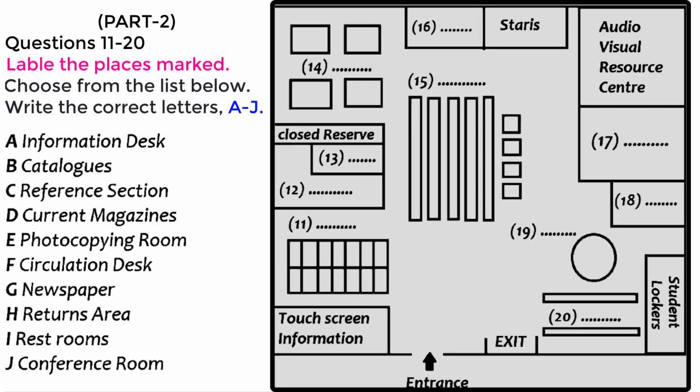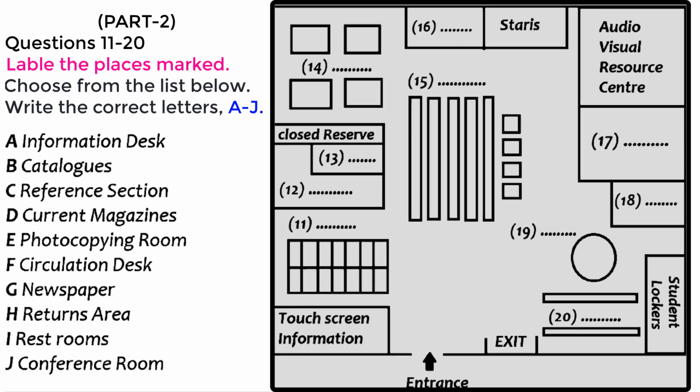Or you and your colleagues can use the conference room, which is that small room there next to the lockers. You can work on group projects in the conference room without disturbing anyone. And there's a conference room on each level of the library. The round desk in front of the lockers is the information desk.